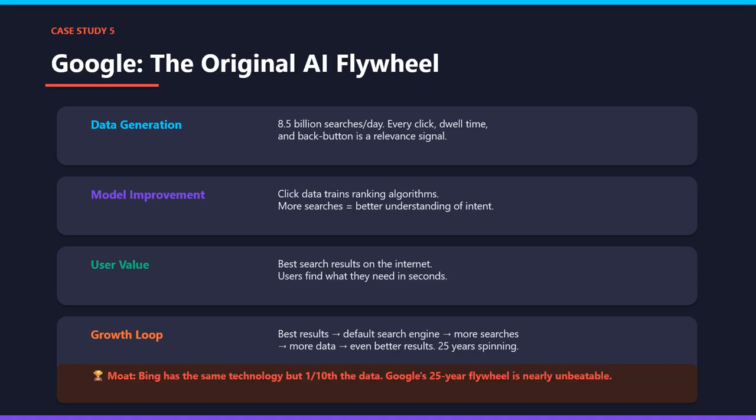Coming to Google Search, the original AI flywheel, spinning for 25 years. 8.5 billion searches per day. Every click is a relevance signal. Every time you click the third result instead of the first, Google learns that the third result was better for that query. Bing has essentially the same technology, the same transformer models, the same infrastructure budget, but Google has 10x the search data, right? That's why Google is still dominant despite Microsoft's massive AI investment.